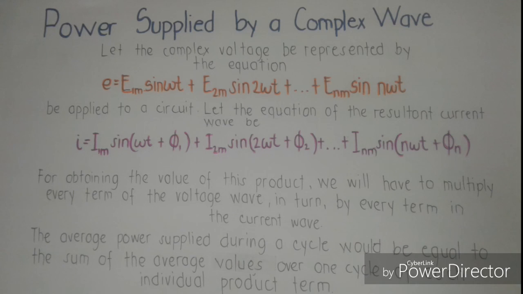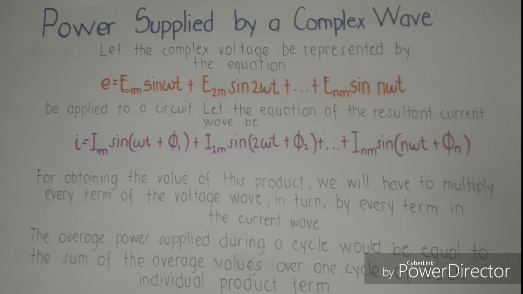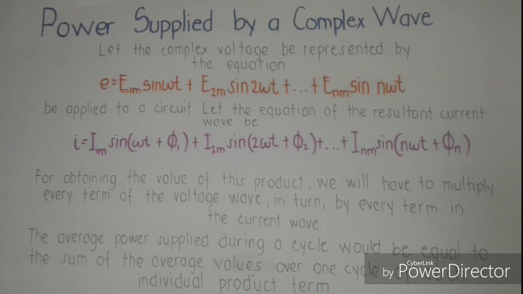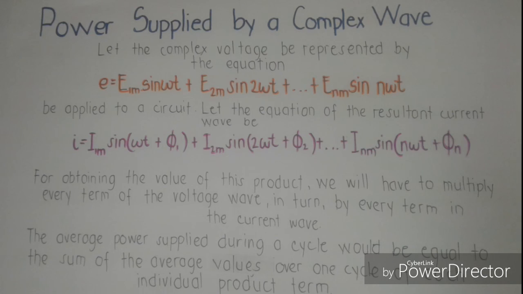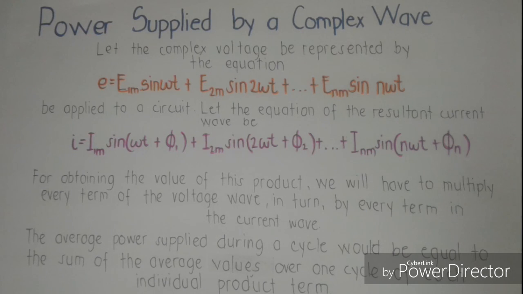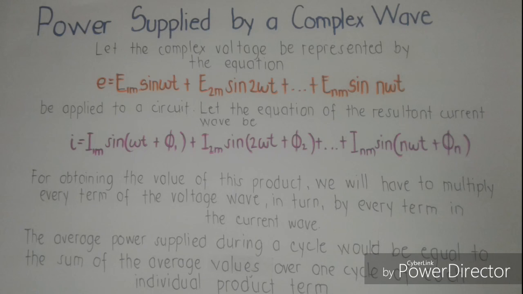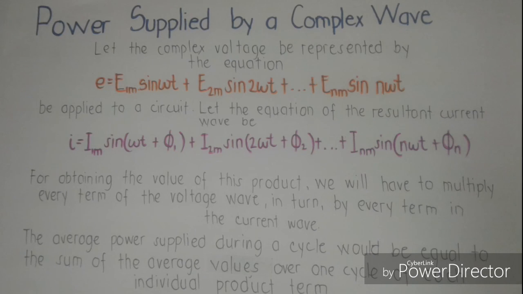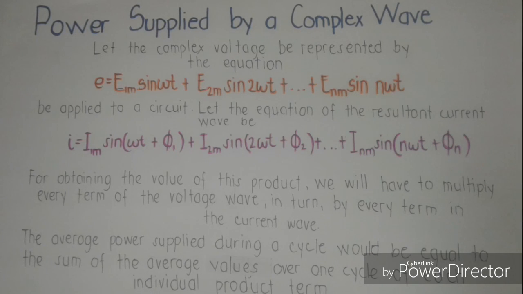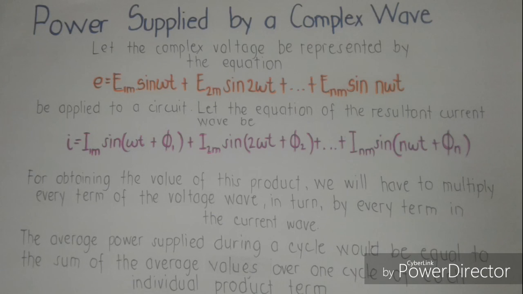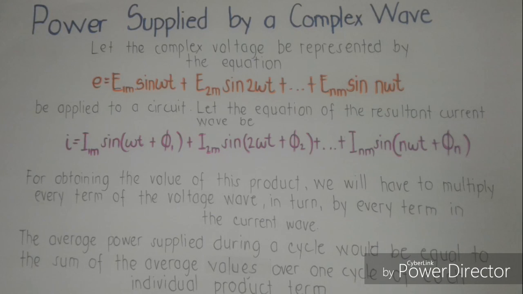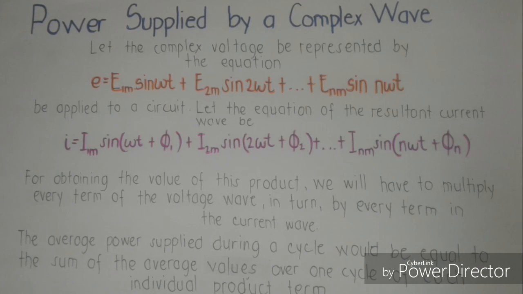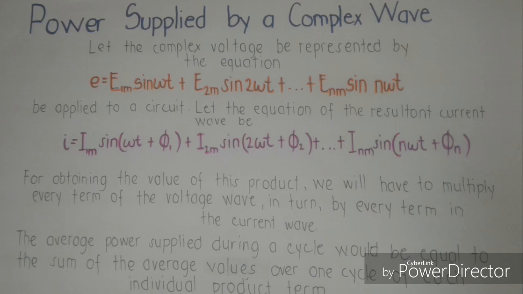The average power supplied during a cycle would be equal to the sum of the average values over one cycle of each individual product term. However, the average value of all product terms involving harmonics of different frequencies will be 0 over one cycle, so that we need to consider only the products of the current and voltage harmonics of the same frequency.